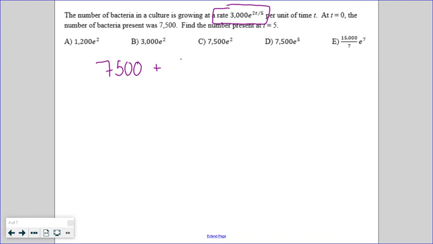Plus, we will accumulate bacteria from time equals 0 to time equals 5 at a rate of 3,000 e to the 2t over 5 dt. So let's clean this up. 7,500, and I'm going to slide that 3,000 out front to simplify my integral here.